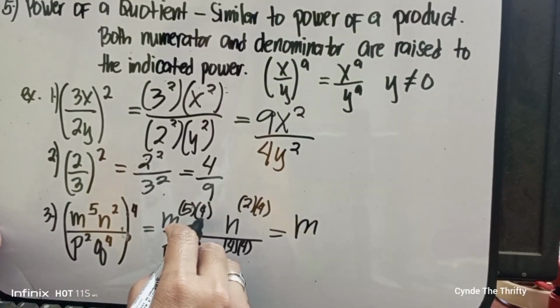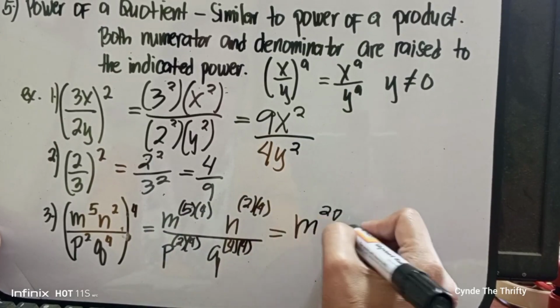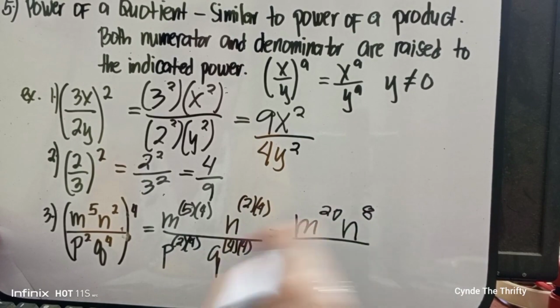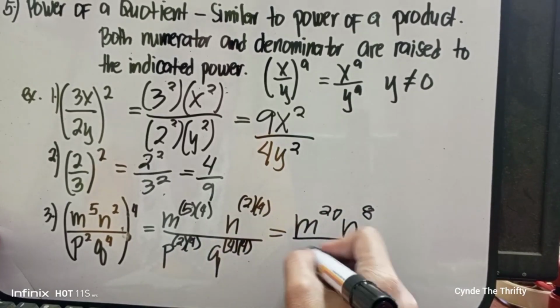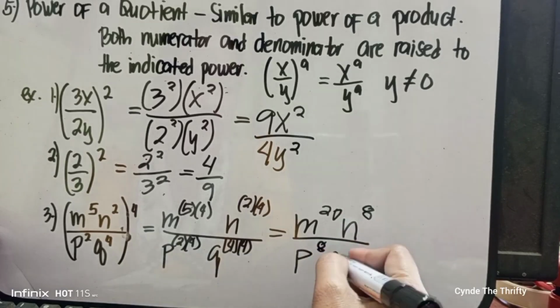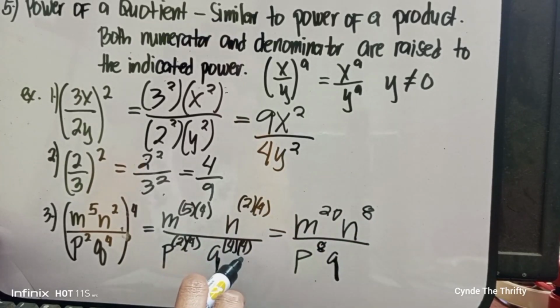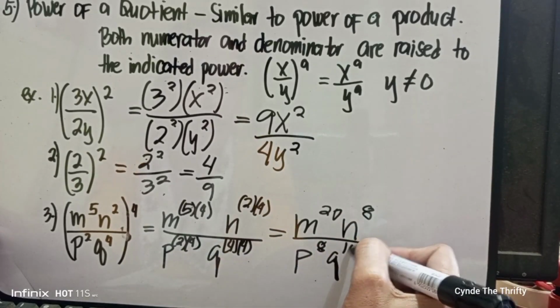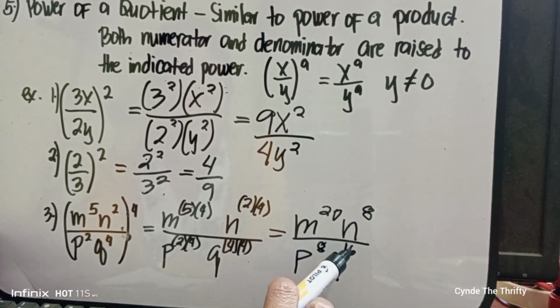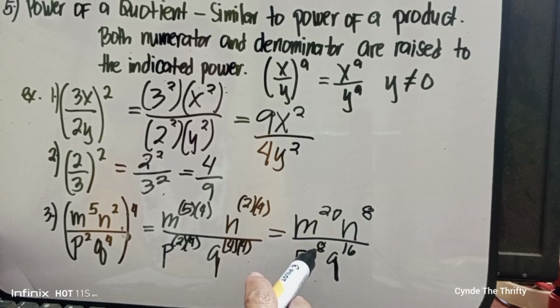m, 5 times 4 equals 20. And then n, 2 times 4 equals 8, over p, 2 times 4 equals 8. And then q, 4 times 4 equals 16. So, ang sagot natin is m raised to the power of 20, n raised to the power of 8, divided by p raised to the power of 8, and q raised to the power of 16.